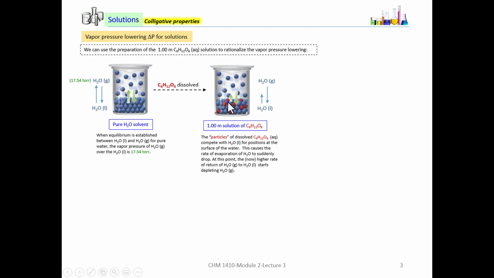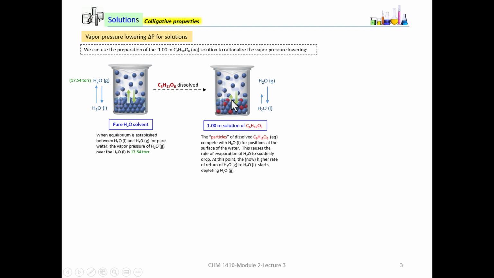Well, what effect does that have on this liquid vapor equilibrium? The particles dissolved in the solution take up some space on the surface of this solution, and for a little while it slows down the evaporation of water. So we have a shorter arrow going up from liquid water to water vapor, and you can see in the cartoon this arrow is shortened here.